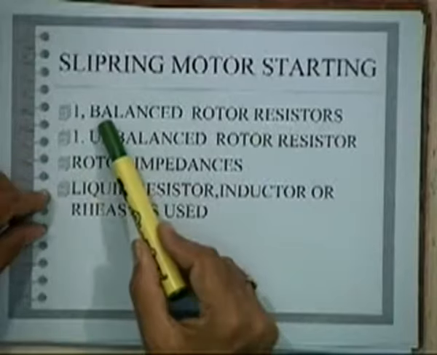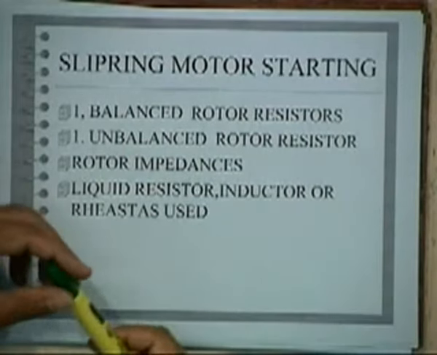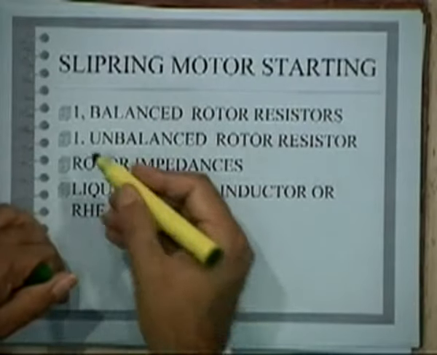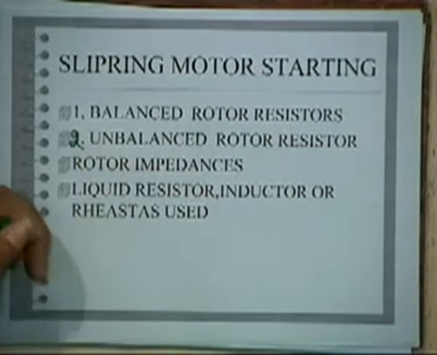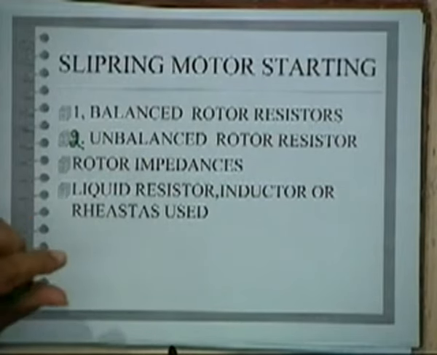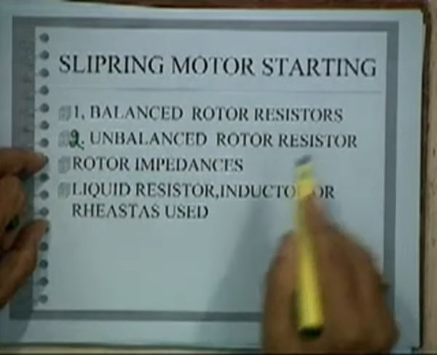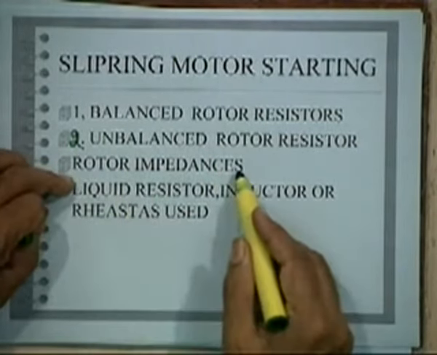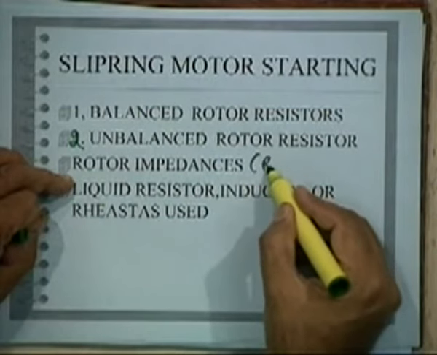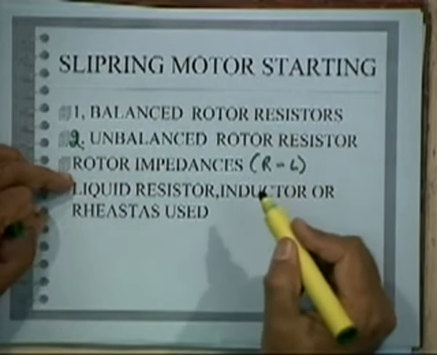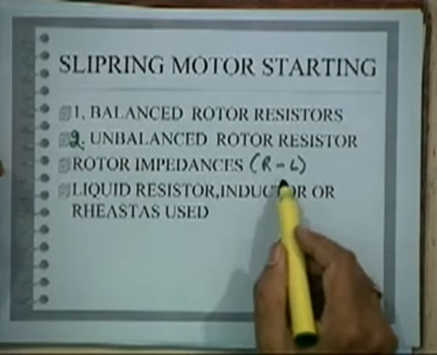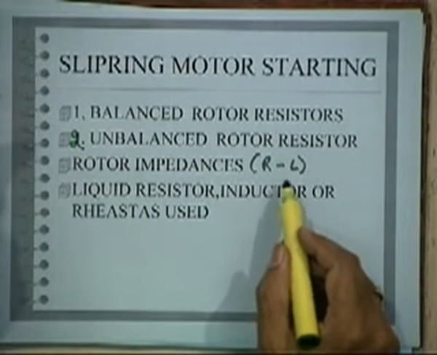There you use two methods. One is balanced rotor resistors: you connect balanced resistors at the slip rings, or you can connect unbalanced resistors. You can also use rotor impedances, an RL combination. Resistor inductors are not very common, but sometimes may be used. It may be not only resistance starting but also impedance starting.